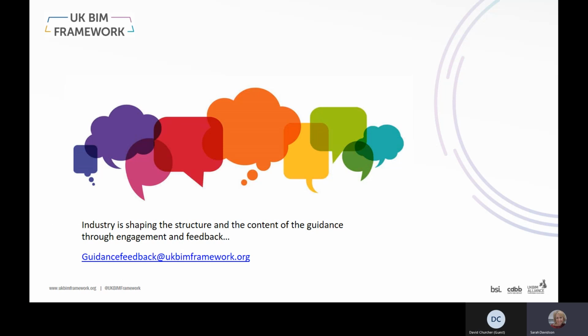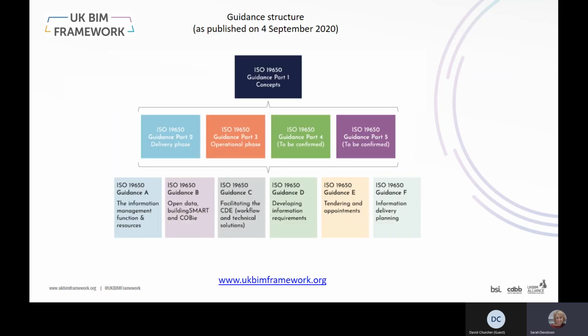The 4th edition of ISO 19650 Part 2 guidance was 160 plus pages long, and this was clearly becoming unwieldy, and some of the key feedback from industry was that we needed to make the guidance more accessible. So in July of this year, we developed a new guidance structure that you can see here.